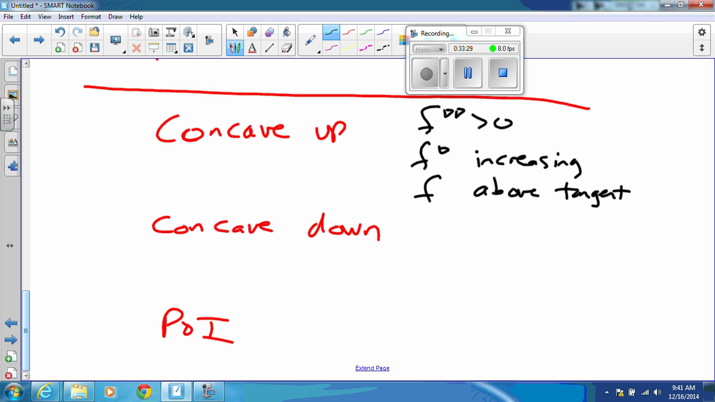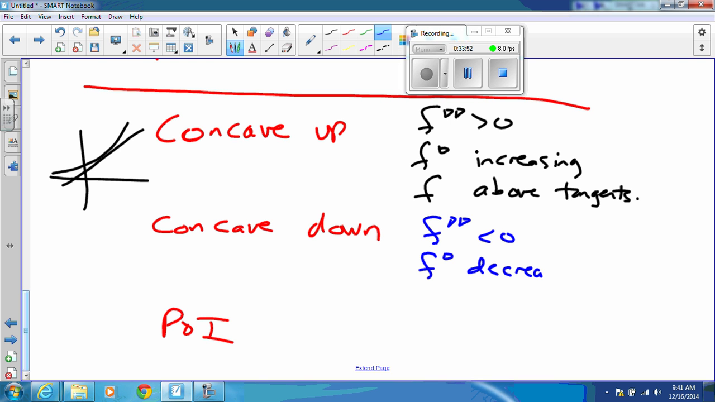Excellent. I didn't know that one. Yes, so it turns out that all 3 of these are logically equivalent. The reason f lies above its tangent lines is that the tangent line has a constant slope, whereas the curve has an increasing slope. Amazing. Okay? Concave down, reverse all these. f double prime is less than 0. f prime is decreasing. So then you can't mess up the natural order. All right. Now points of inflection. We can do them from f double prime, f prime, or f.